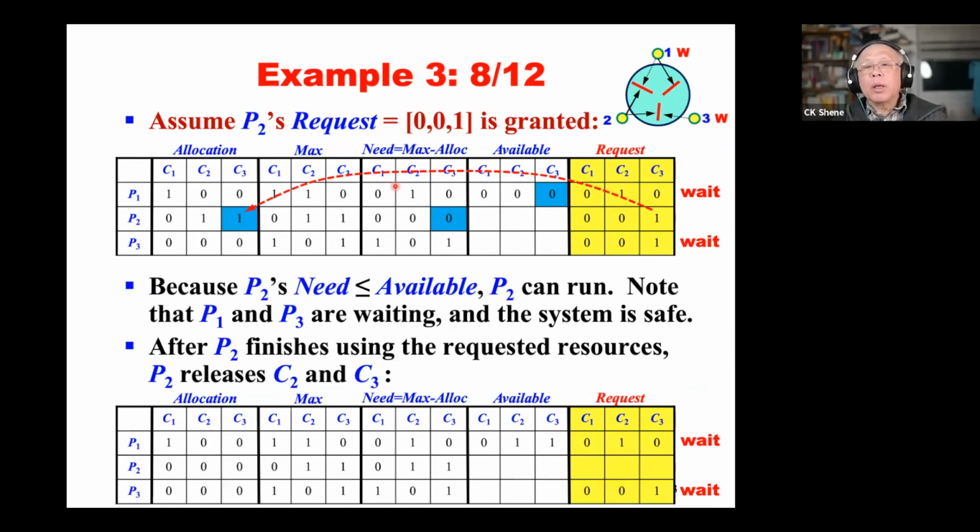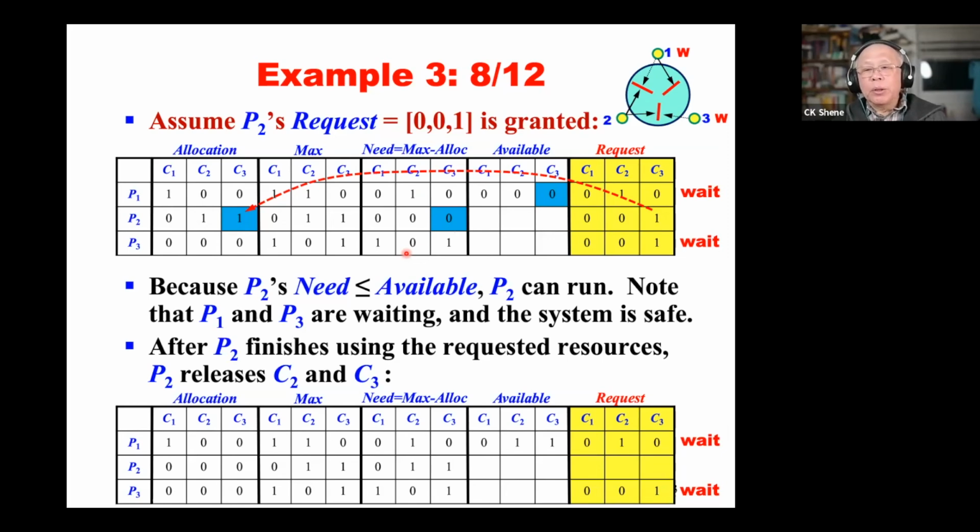We could simply forget about P1 and P3 because they are waiting. But even if you do not forget about P1 and P3, you could run P2. P2 would return 1, 1. After this 1, 1, you could run P1. And P1 would return 1. Here we have 1, 1, 1. Then you run P3. Therefore, running P2 is safe.